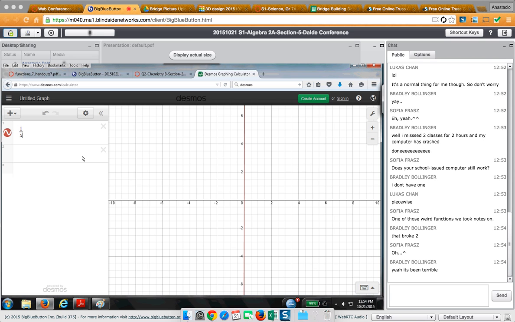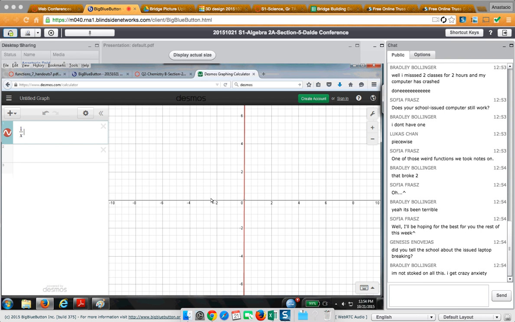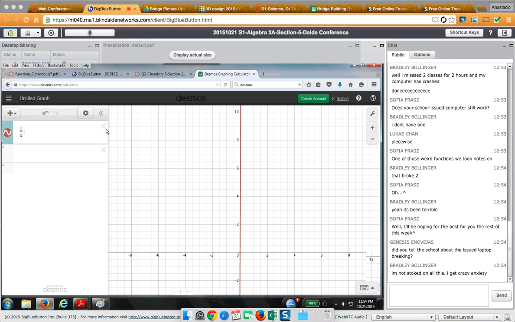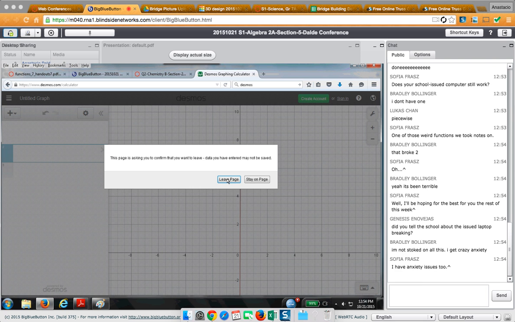Whoa. What's going on? Red graph, 1 over x. That is not what 1 over x looks like. What are you doing, Desmos? You trying to embarrass me? Give me a second. Sorry. This is supposed to be quick.